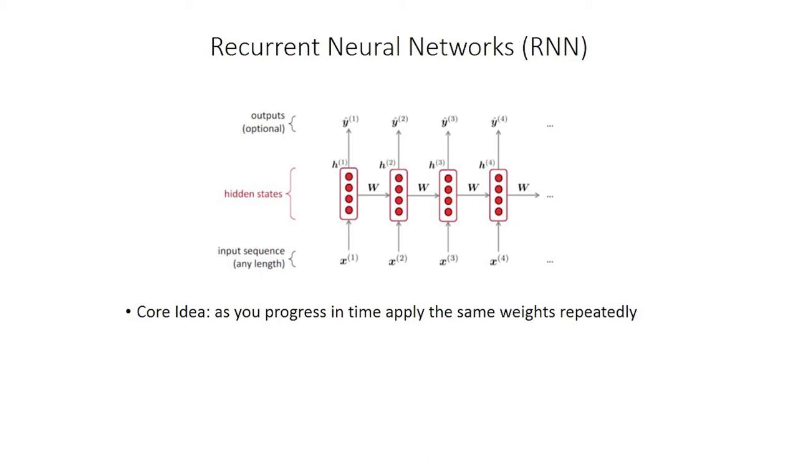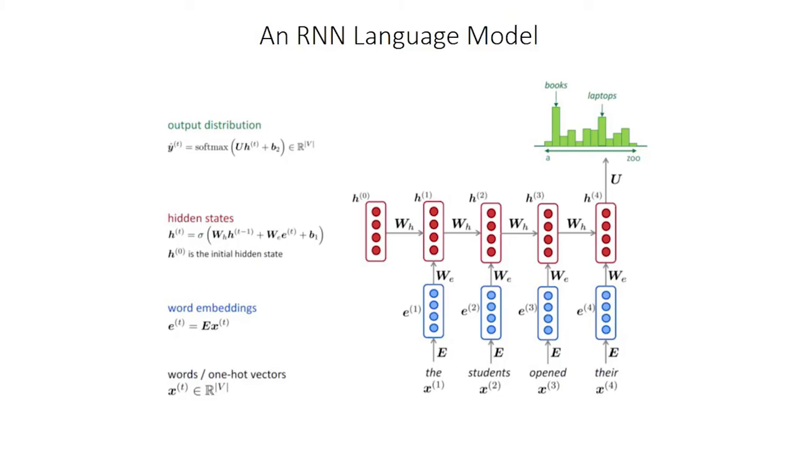This parameter W is shared. You don't have to have a W for this time, and for the next time another W. You're just going to use the same W. So the parameters are applied repeatedly. So you have something of this nature.